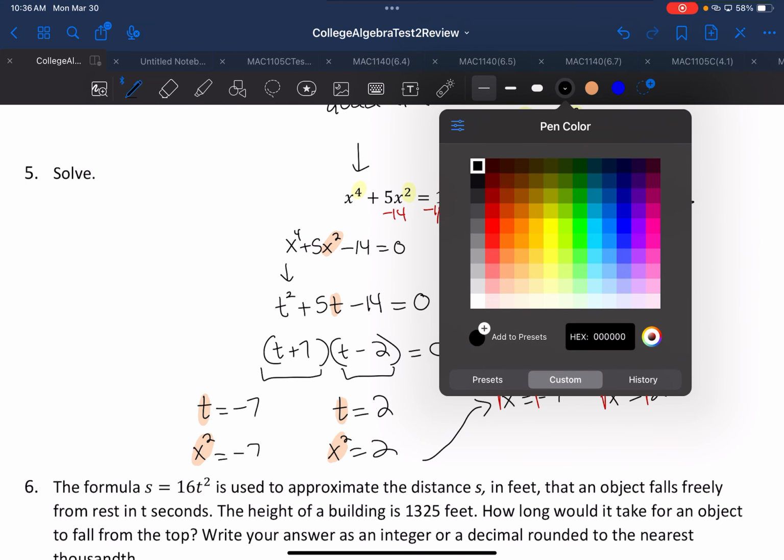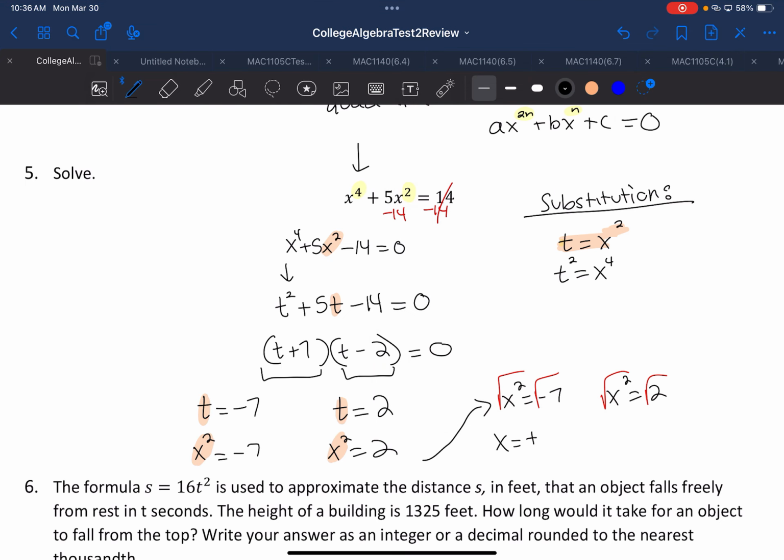So that would leave me with x equals plus or minus the square root of -7, which would be plus or minus i times the square root of 7, because of the negative underneath the square root there. And the other one would give me plus or minus the square root of 2. So I have 4 answers. And that would be my final answer.